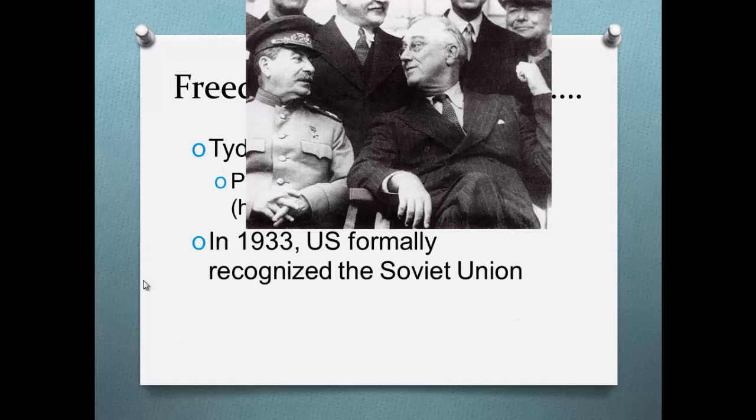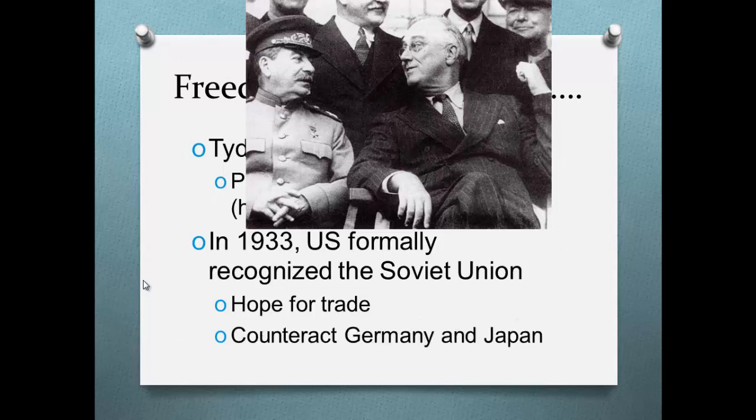And in 1933, the U.S. also formally recognized the Soviet Union. So about 15, 16 years after the Soviet Union became communist, the U.S. officially recognizes this. And FDR does so for a couple of reasons. One, he hoped to trade with the Soviet Union. And two, it was to kind of counteract Germany and Japan, who are militaristic and beginning to become very aggressive.